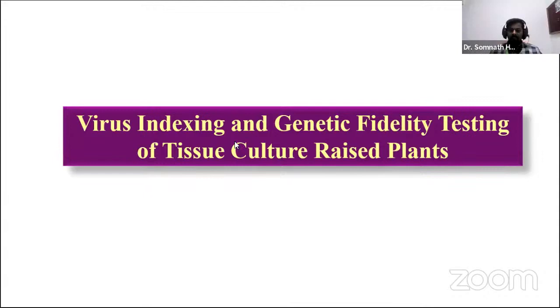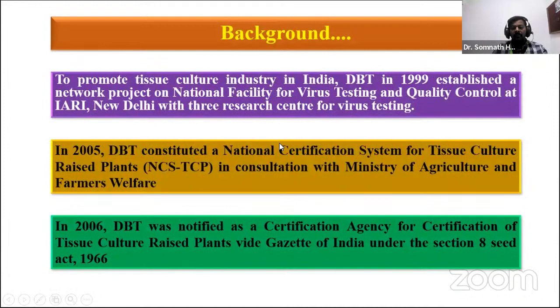So, virus indexing is very important, as I said. In the tissue culture industry, there are many players, many tissue culture production units, which are totally regulated by the Department of Biotechnology and BCIL. These have different organizations for virus indexing as well as genetic fidelity testing. I will just present the background of virus indexing and genetic fidelity testing from the Indian perspective.